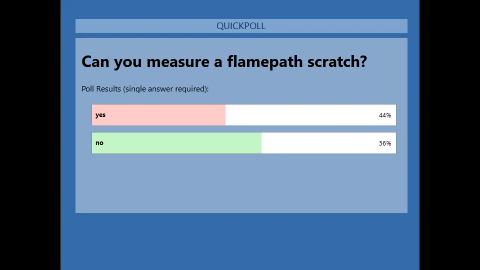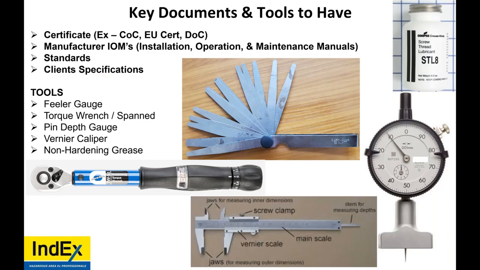Unfortunately, 56% of you think that you can't measure a flame path scratch. Let's go back and I'll show you the answer. It was on the images I showed you. So the tool that you would use to measure a flame path scratch would be a pin depth gauge, calibrated, approved by the end user. This is the tool you use to measure a scratch or a pit or dent within a flange type or perhaps spigot type flame path.